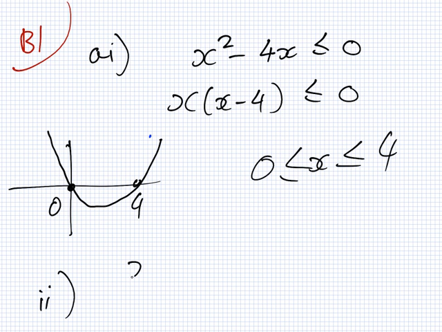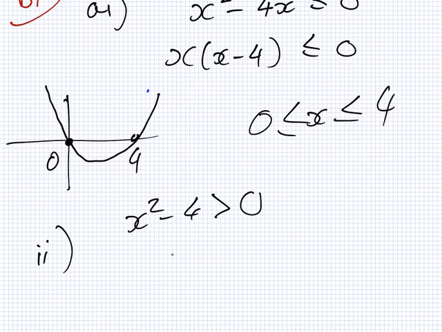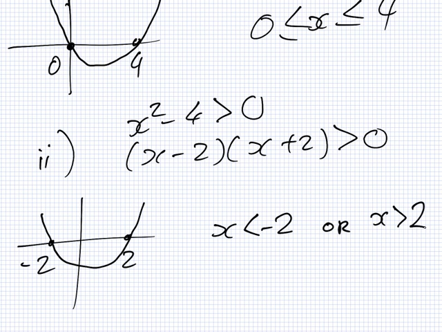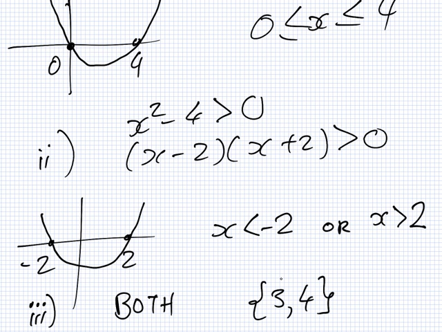Part 2. x squared minus 4 is bigger than 0. This means x minus 2 and x plus 2 must be bigger than 0. 2 and minus 2. We want above or below? Above. So x must be less than minus 2 or x must be bigger than 2. Part 3. What are the integers that satisfy both? We want numbers between 0 and 4, but also smaller than minus 2, so there's nothing there, and bigger than 2. So what numbers are bigger than 2 and between 0 and 4? 3 and 4. Only 1 mark for that.